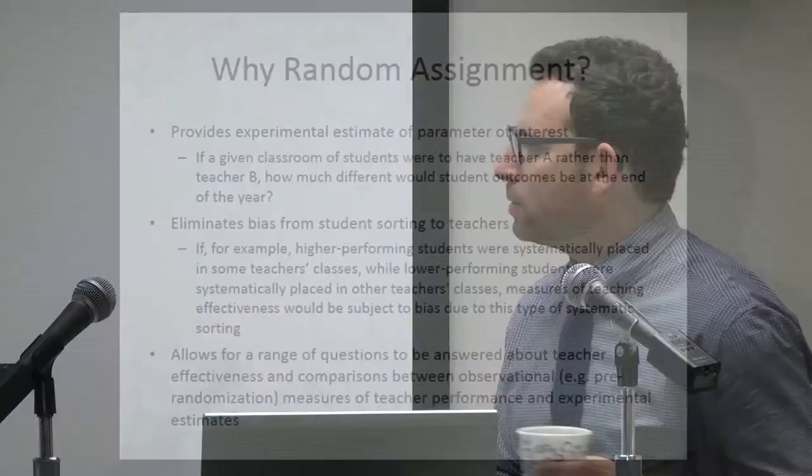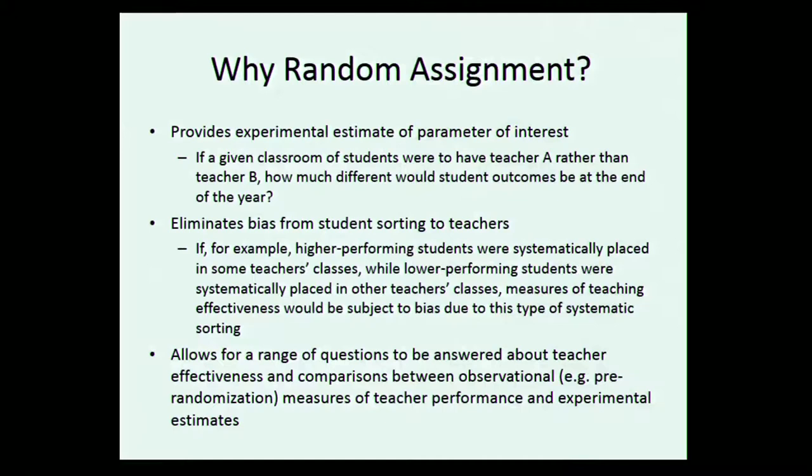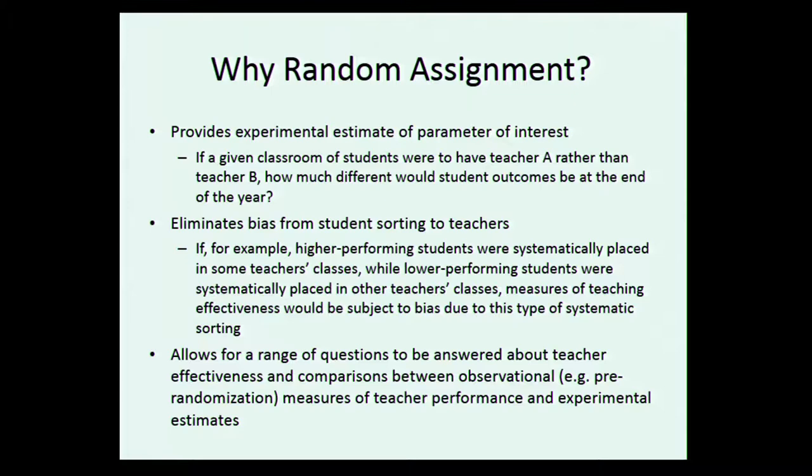So why would we randomly assign teachers to classes, right? Fundamentally, we want to think about what is the thing we're trying to measure? What's the parameter of interest, right? What random assignment allows in principle is the ability to say that teacher A was more or less effective in producing student outcomes, right? So if a given class of students were to have teacher A rather than teacher B, how much different would student outcomes be at the end of the year, right?